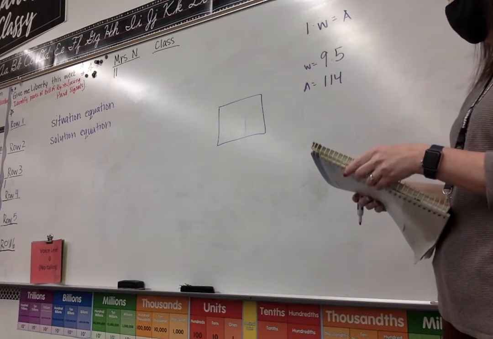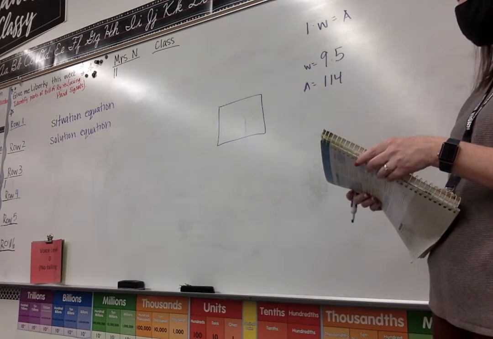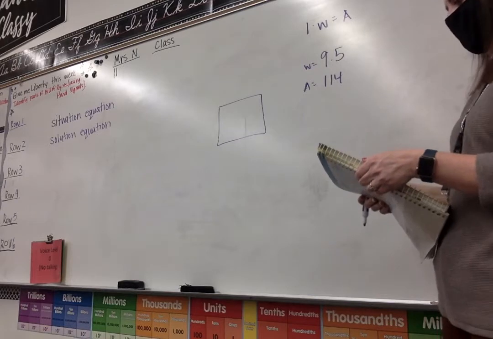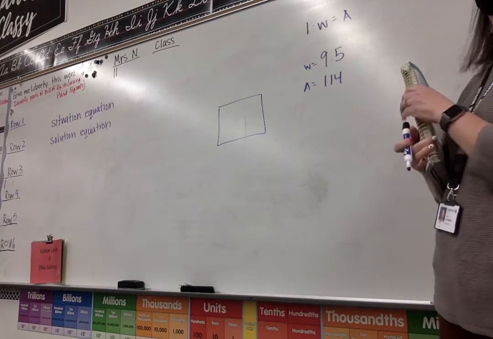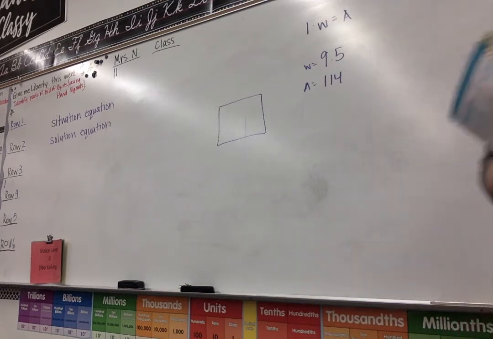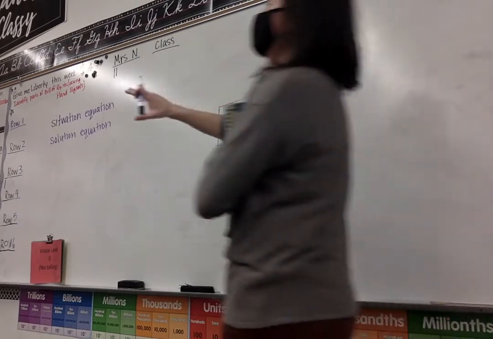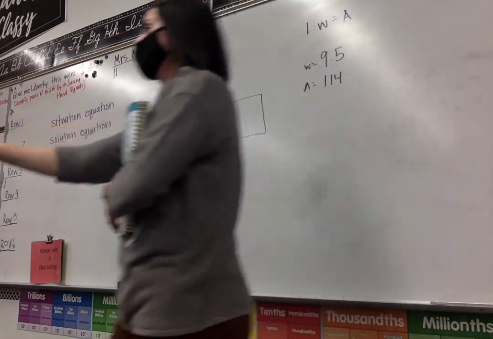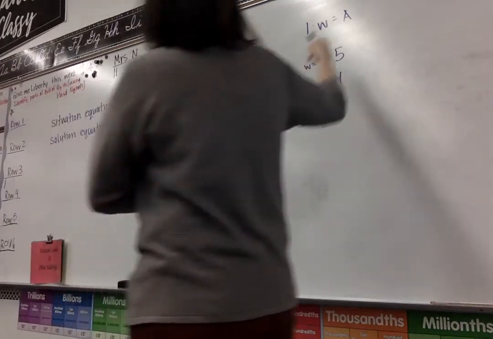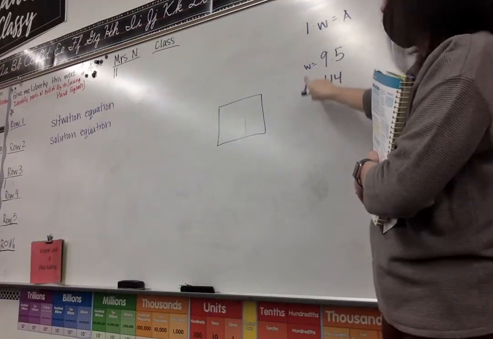A floor shaped like a rectangle has a width of 9.5 feet and an area of 114 square feet. What's the length of the floor? Yes. But give me the situation equation. Yes, and what's going to be in your blank? Which one don't we have? We've got width, we've got area.